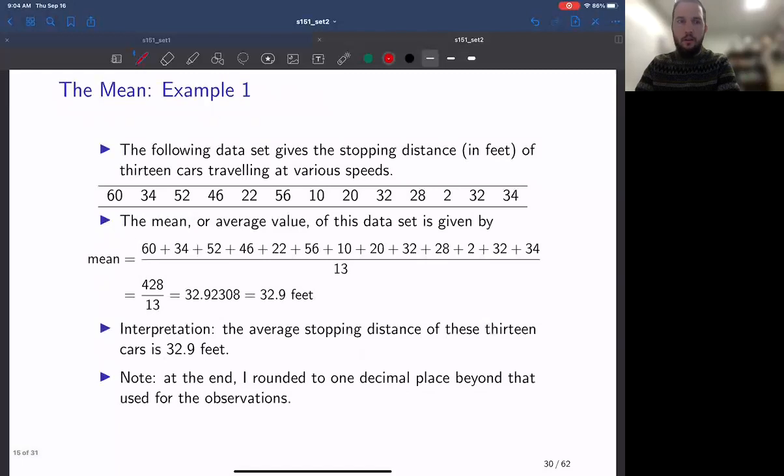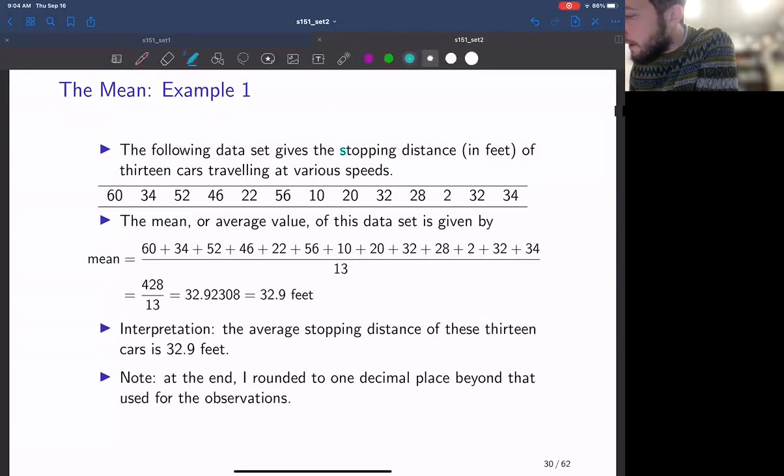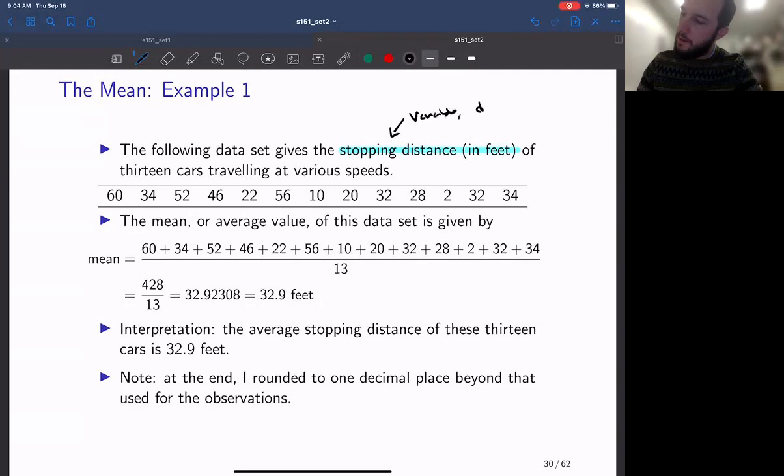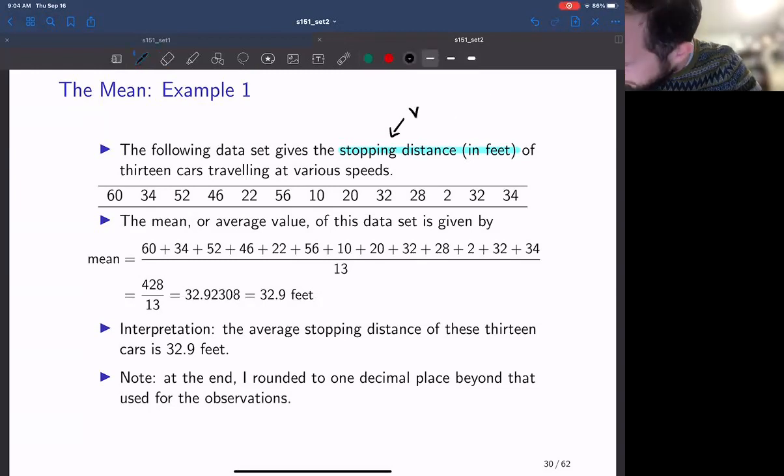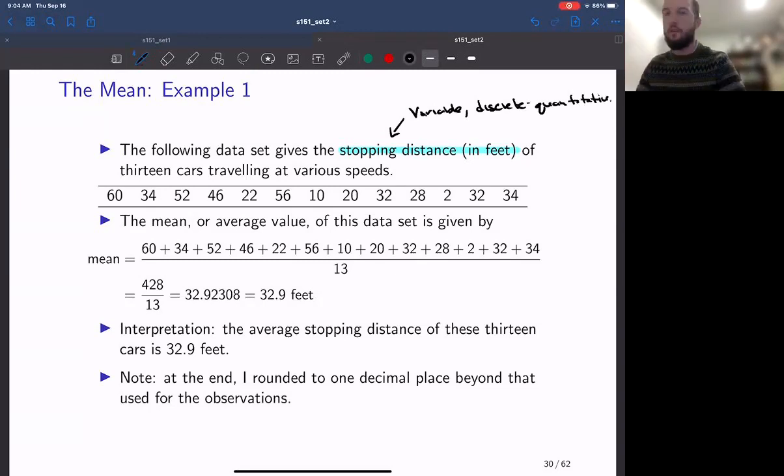In example 1, we have a very simple illustration of this idea. In this data set, we have the stopping distance of 13 cars that were traveling at various speeds. Here again, our variable is stopping distance, and this would appear to be discrete quantitative.